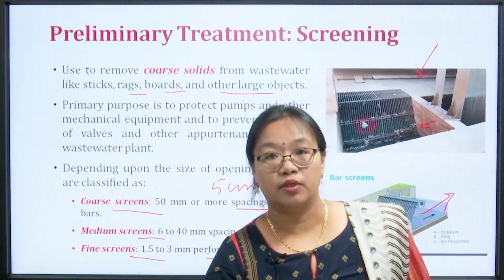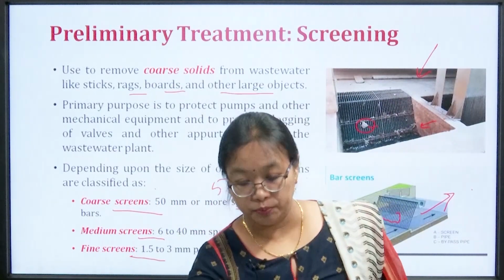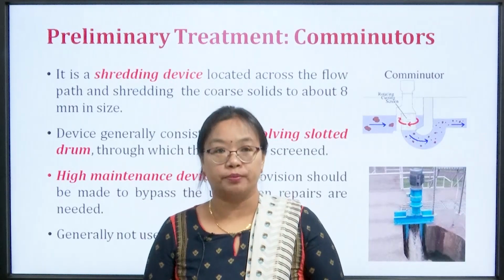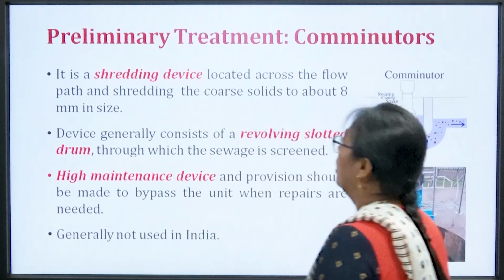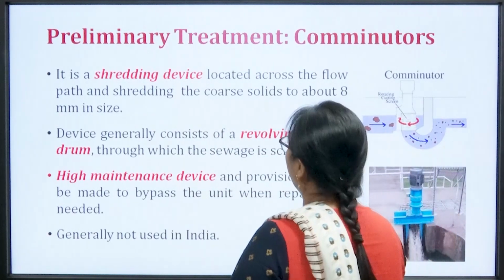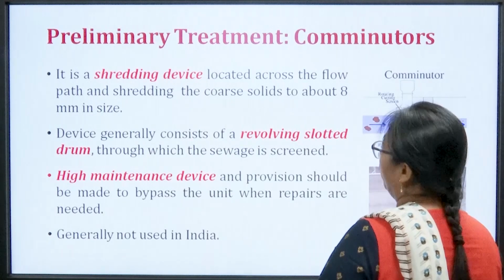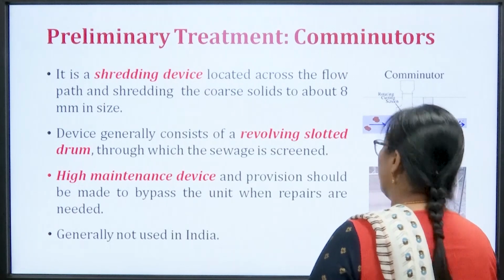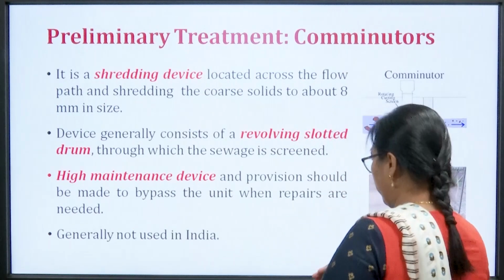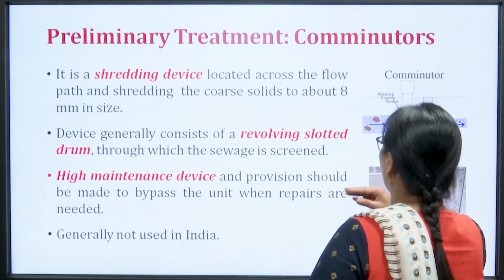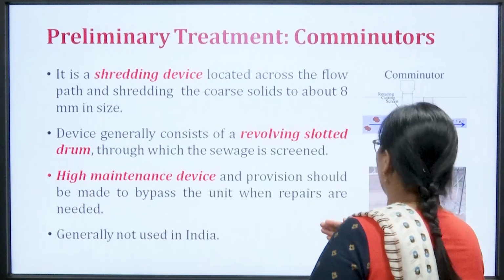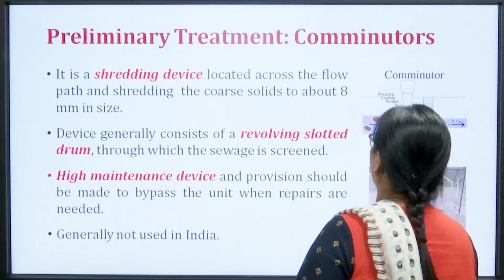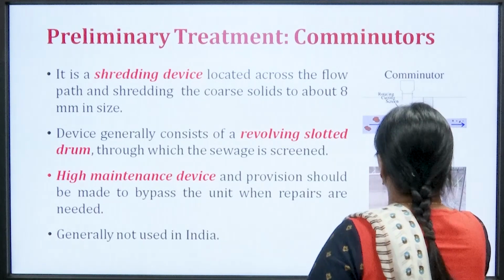Then after screening, what do you generally do? The next preliminary treatment is comminutors. So, what are comminutors? It is simply a shredding device located across the flow path, shredding the coarse solids to about 8 mm in size. So, you have the screens. After that, you may or may not have a comminutor. So, what is it going to do?